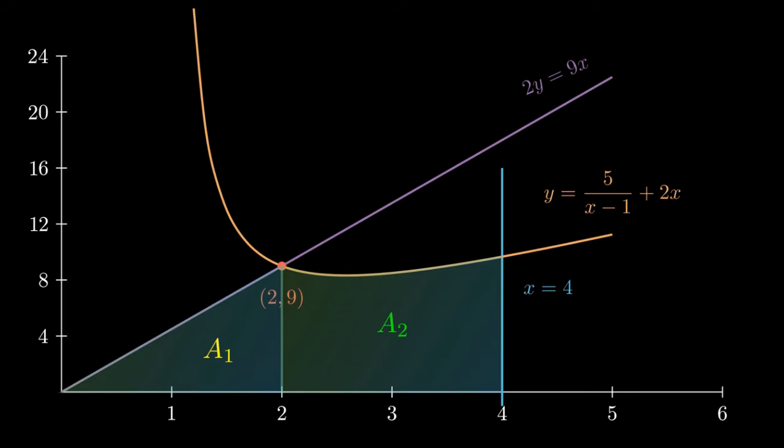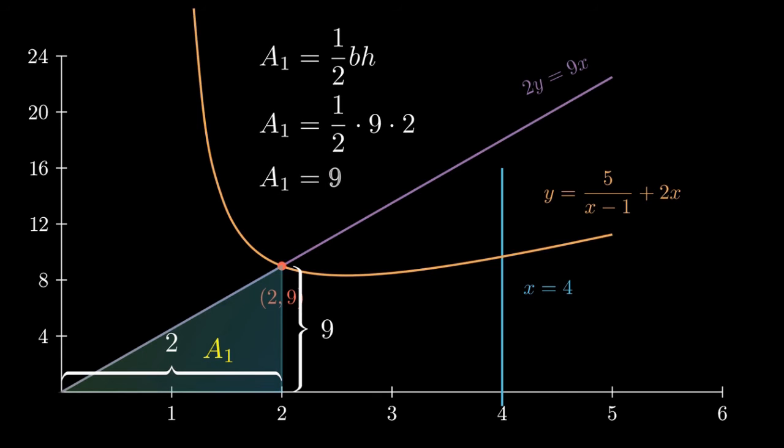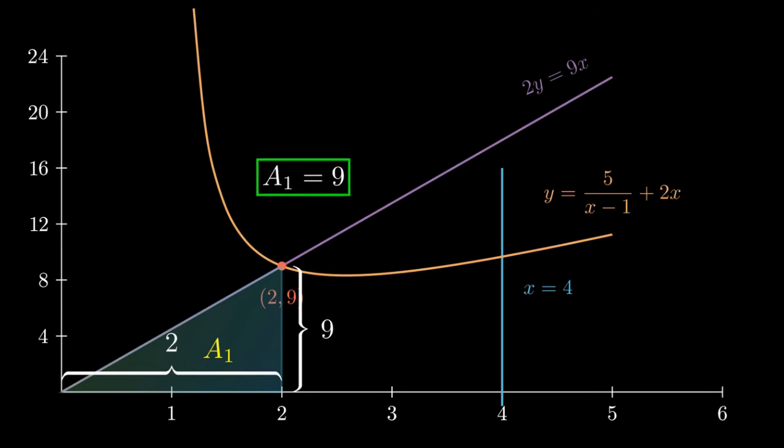Area 1 is a triangle. So that's quite easy to calculate. We'll do that one first. Since we have that point of intersection, 2, 9, we know that the base of the triangle is 2 and the height is 9. So it's 1/2 base times height, which gives us 9. So we'll tuck that away in the corner there.